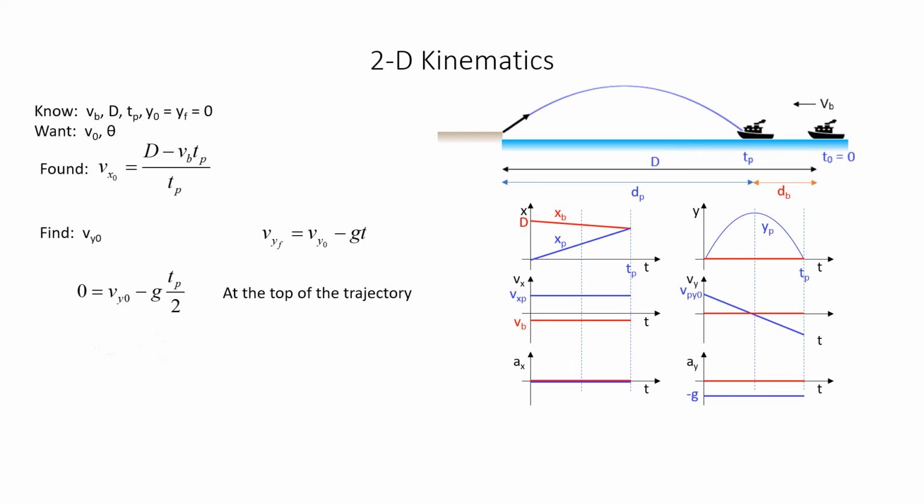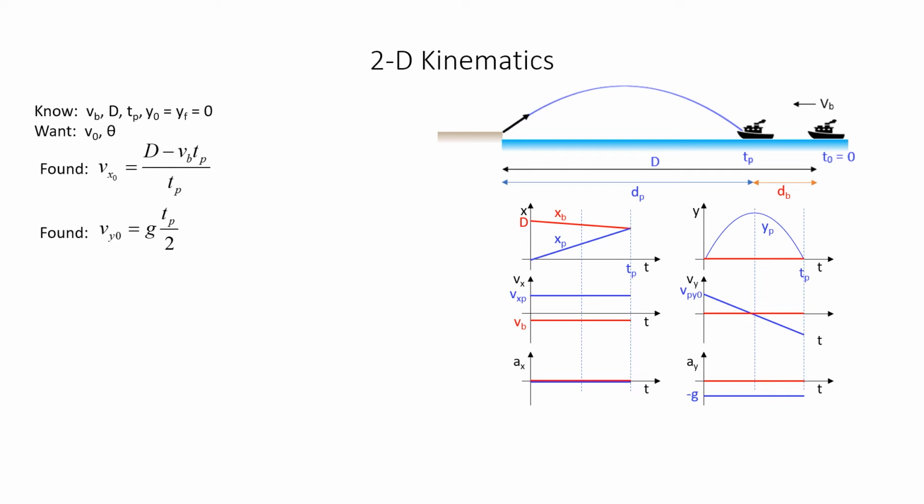At the top of the trajectory, our velocity in the y direction is 0. And also, we know we've gone half of the time, the total time that the package was in the air, so we can specify our equation as 0 equals Vy0 minus g times t package over 2. Solve this for Vy0, and we have the initial y component of the package.